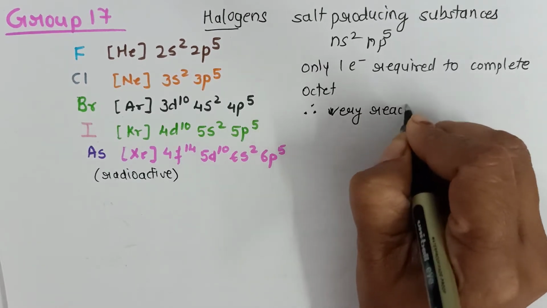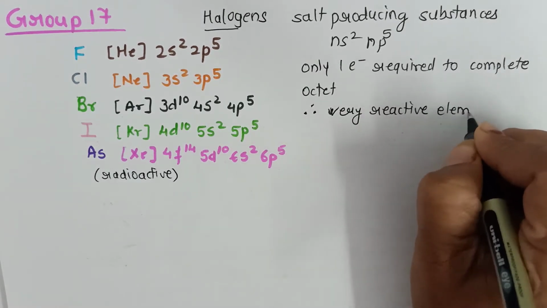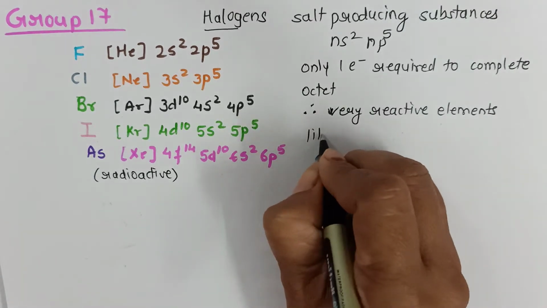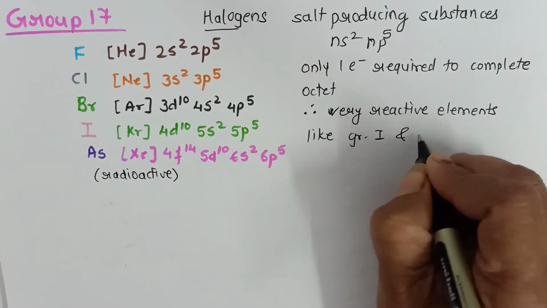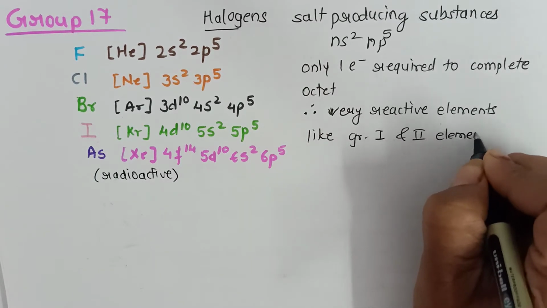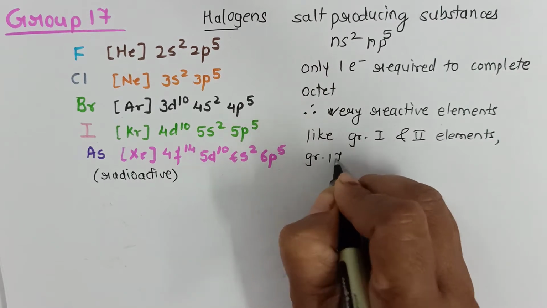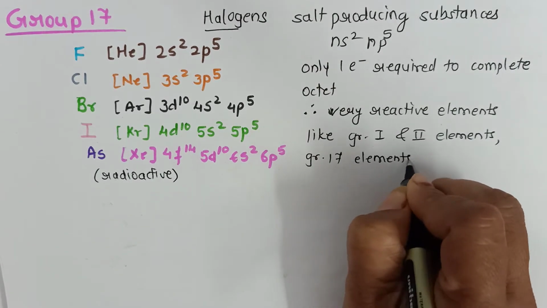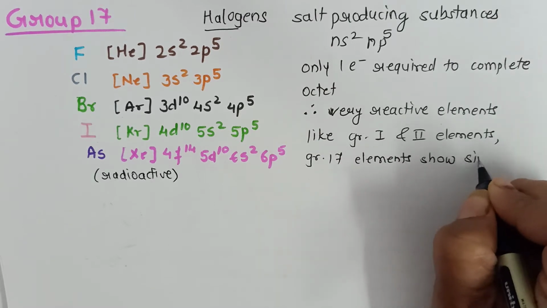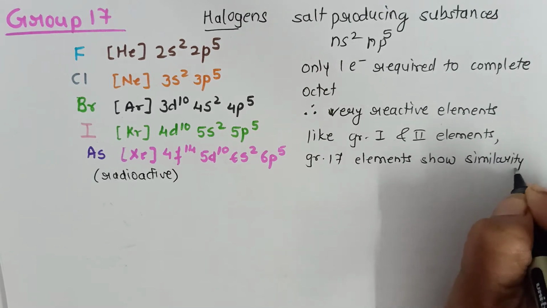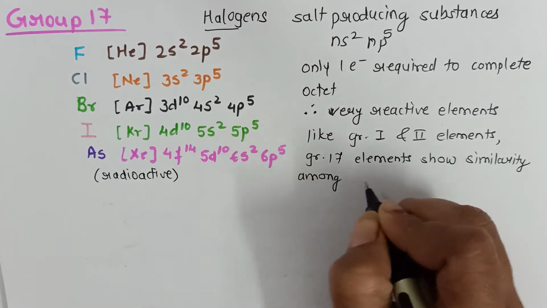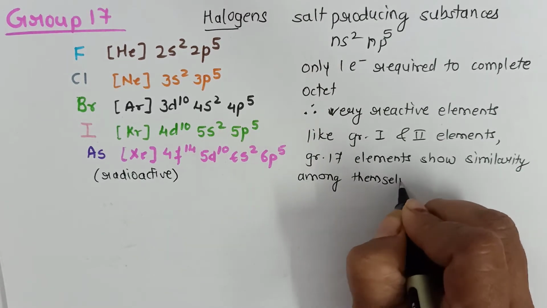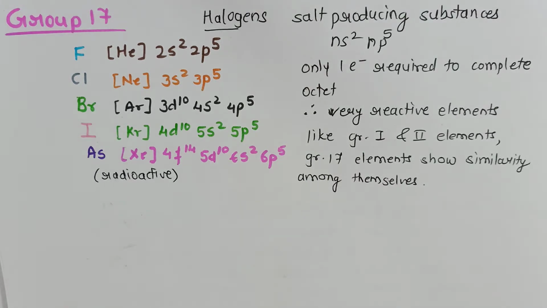They are just neighbors to noble gases, and just like group 1 and group 2 elements, even group 17 elements show similarity among themselves. This property is not seen in other groups. We can observe a good variation or gradation in physical properties like melting point, boiling point, etc. So the main property of group 17 is that they are very reactive elements.